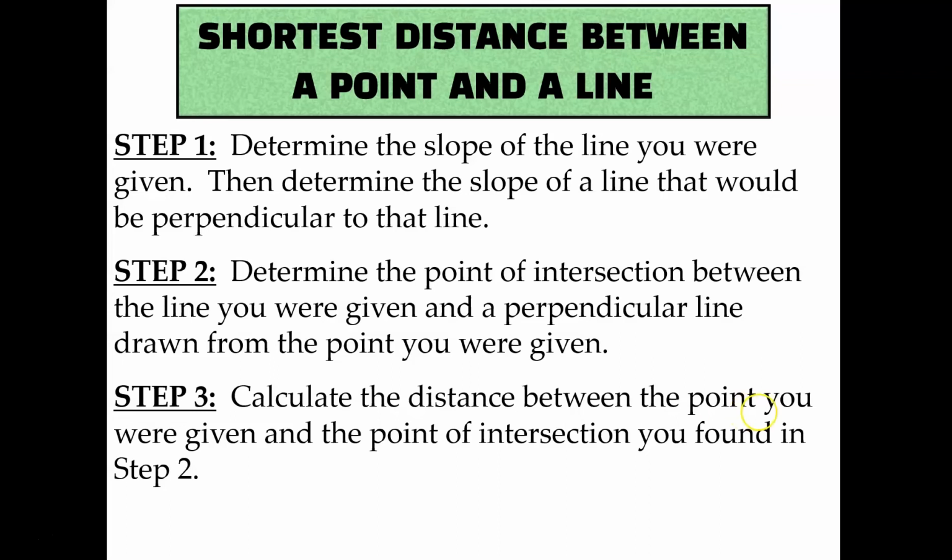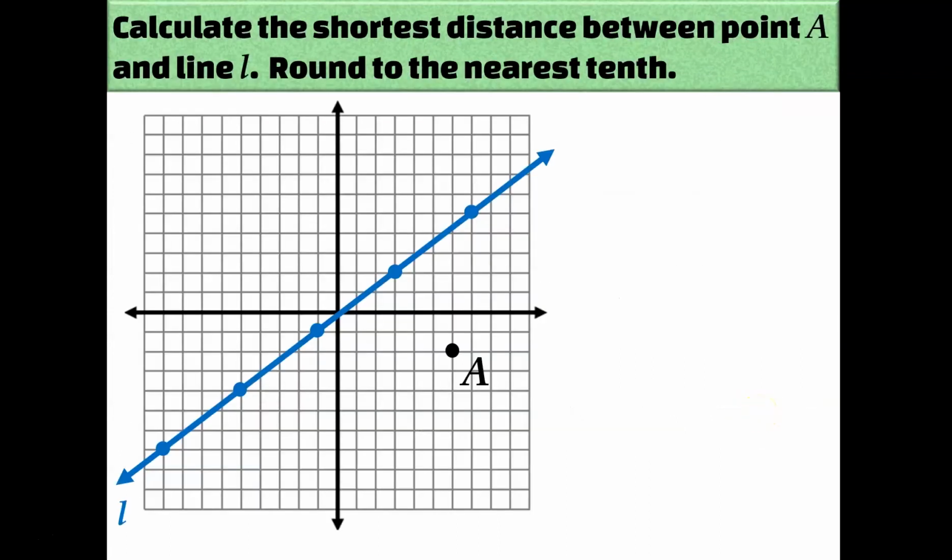Let me show you what I mean. Here's line L and point A. And I want us to calculate what is the shortest distance to get from point A to line L. First thing we need to know is the slope of line L. I go up 3 and right 4. So the slope of line L is 3/4.